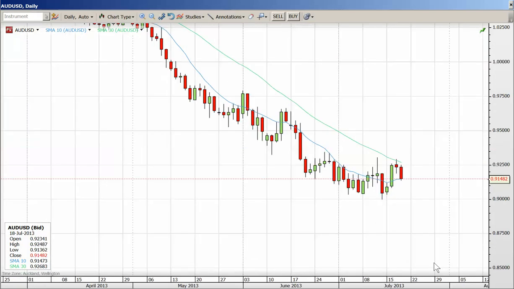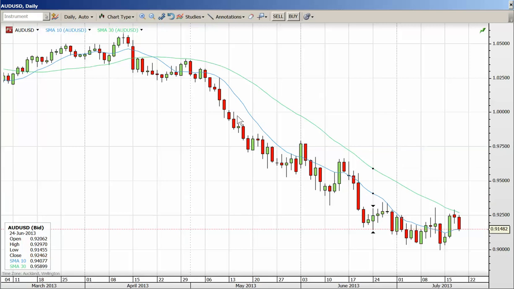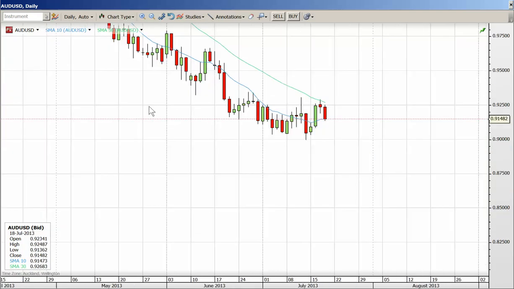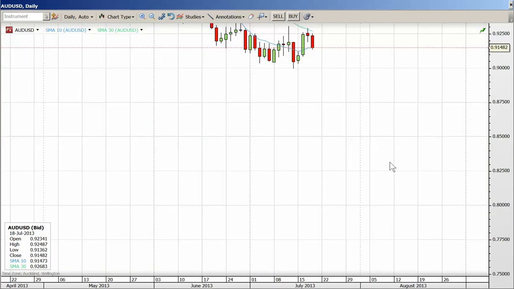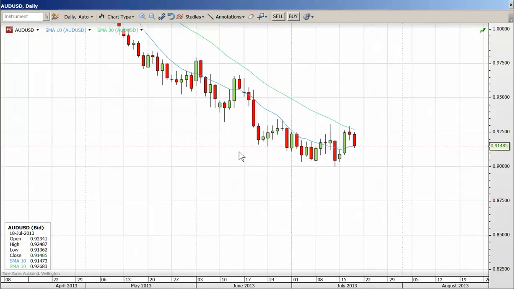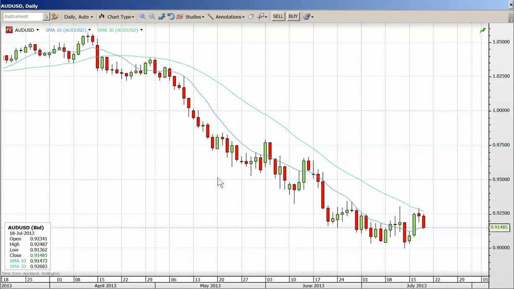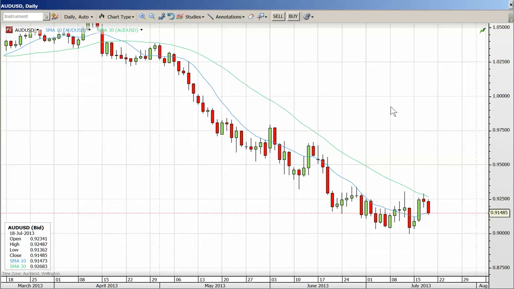Don't forget, since this sequence started, we've already come from 102.50 down to 91. It's 13 big figures. Why can't we have another 13 and come down and test under 80? Who knows? You can watch and see how well I do on the trade. Happy trading. Hope that's useful.